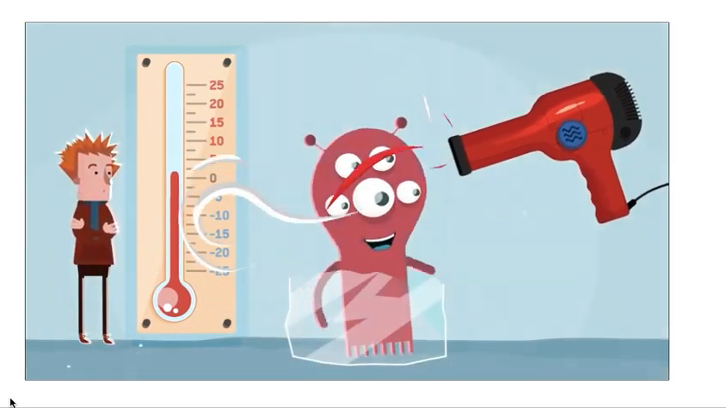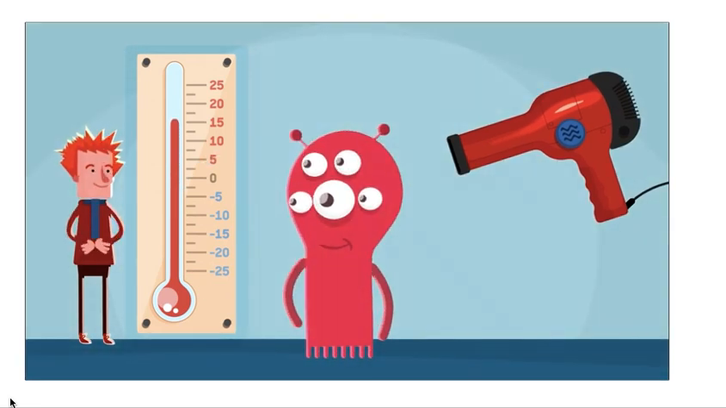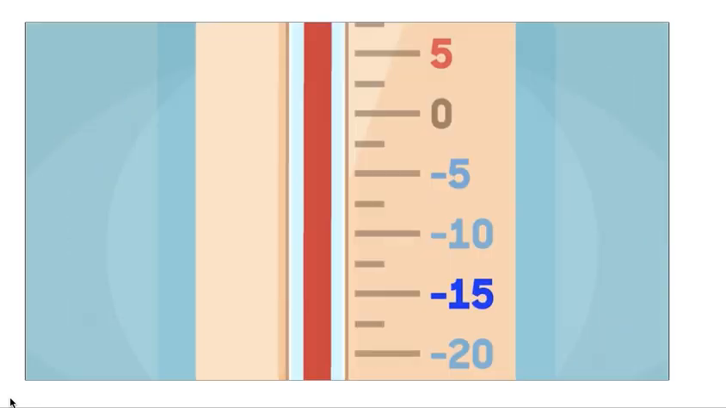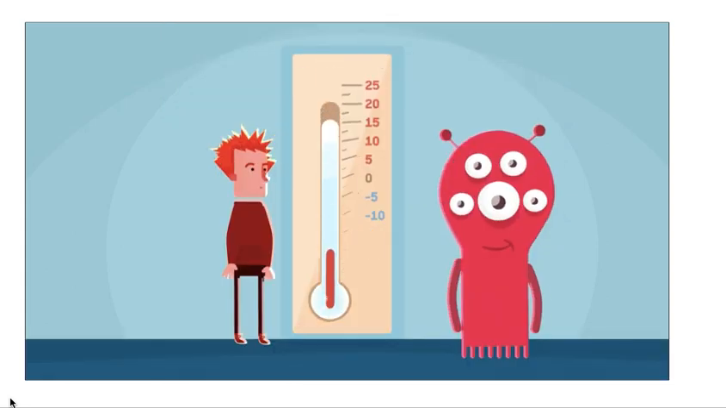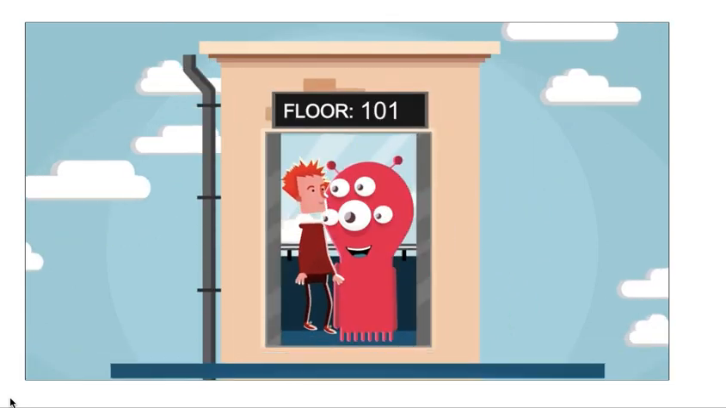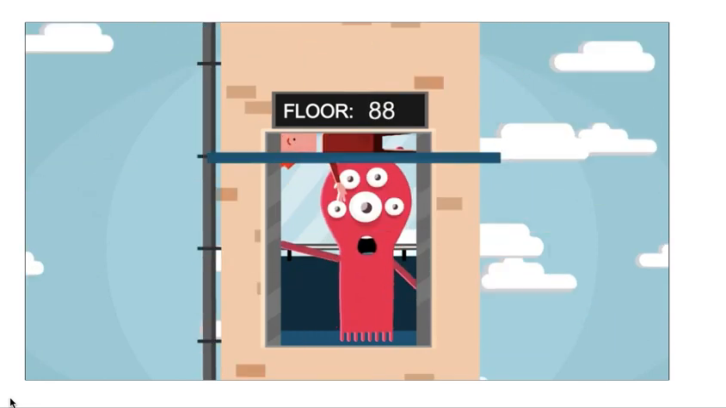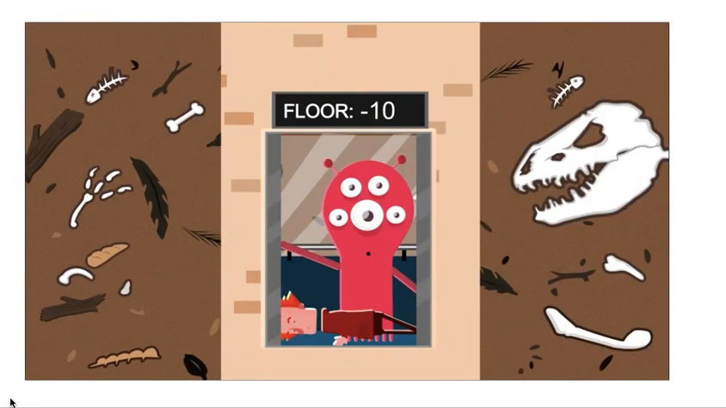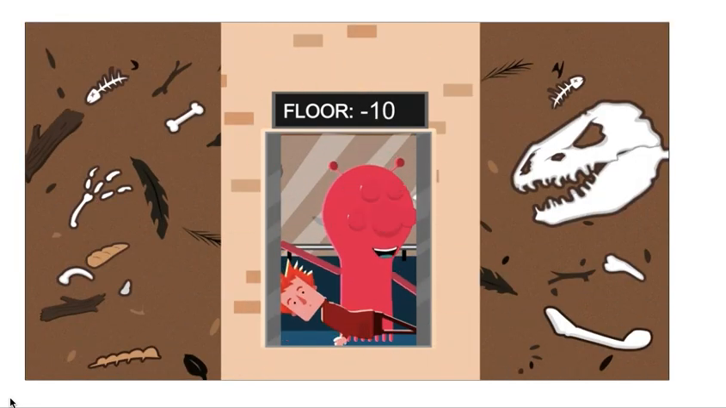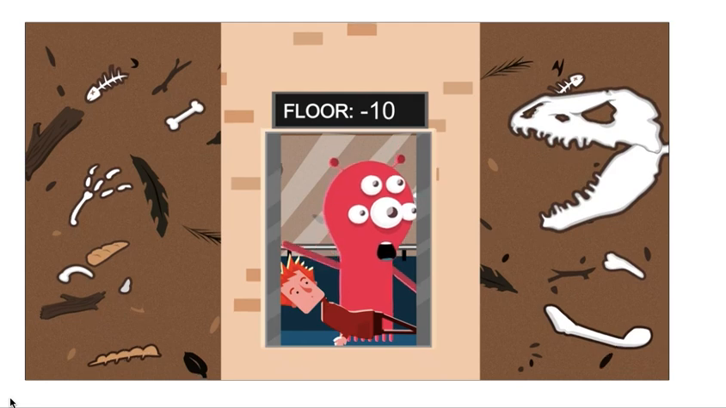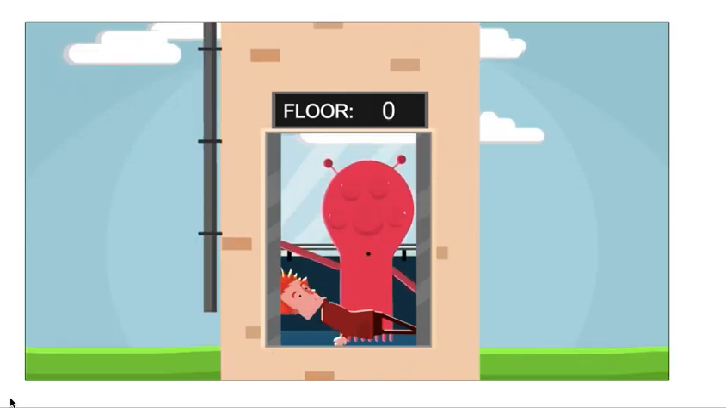Using a thermometer to order negative numbers is an easy way to see that minus 15 is a lower number than minus 5 because it's further down the line. And because they are both below 0, they are negative numbers. Negative numbers also apply in buildings when you go below ground level. Minus 10, that's 10 floors below ground level. That was a lucky escape.